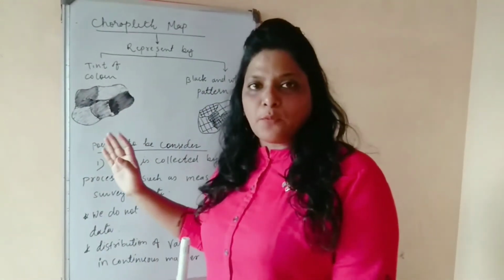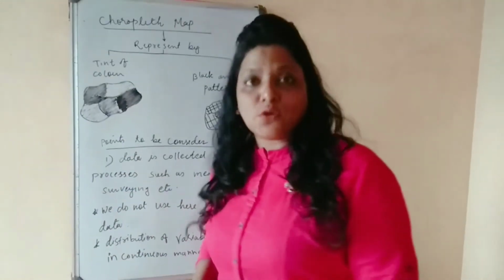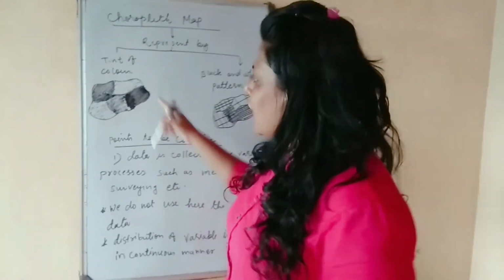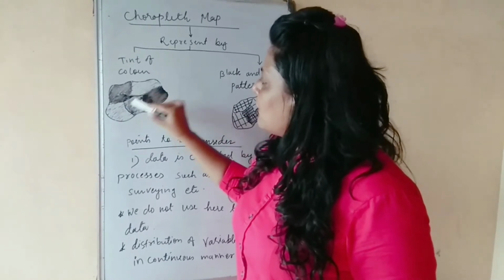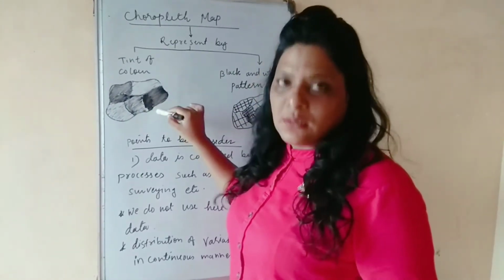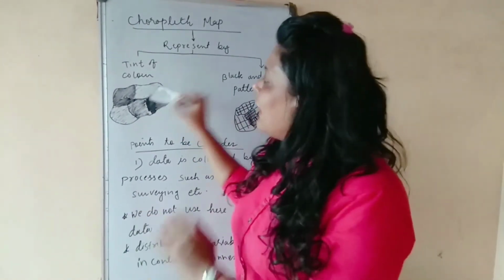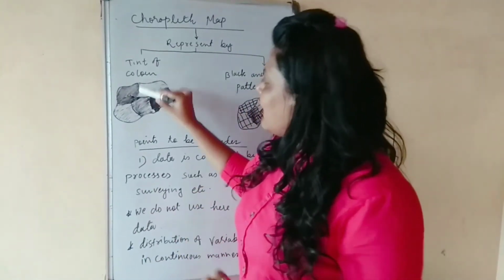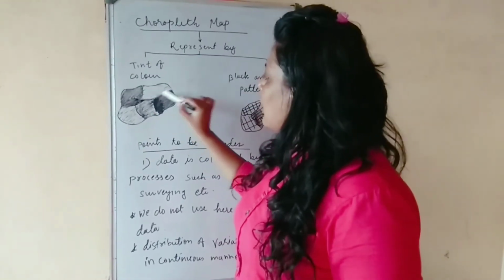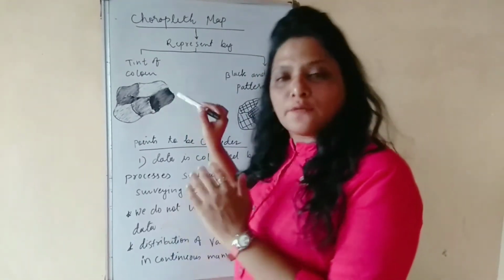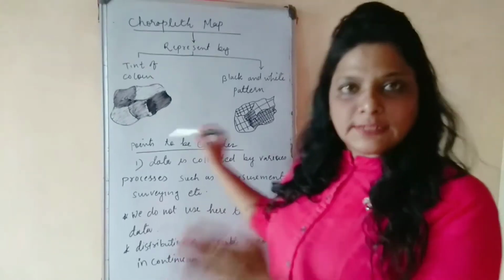Now here it is very important to understand what is tint of color. See here, I made some 5 to 6 sub-administrative units, and I try to color these units with the shades of the same color. This is what the tint of colors is.